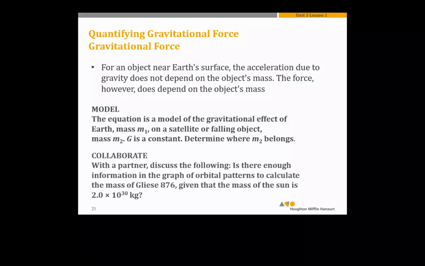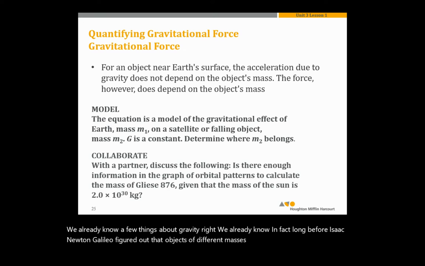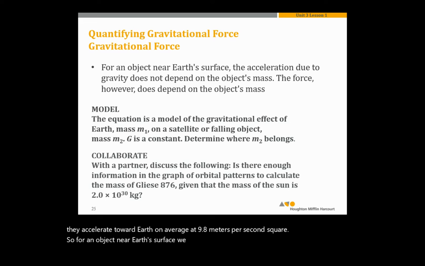We already know a few things about gravity, right? We already know, in fact, long before Isaac Newton, Galileo figured out that objects of different masses fall toward Earth at the same rate. They accelerate toward Earth on average at 9.8 meters per second squared. So, for an object near Earth's surface, we already know the acceleration due to gravity does not depend on the object's mass. The force, which is the weight of the object, does depend on the object's mass.